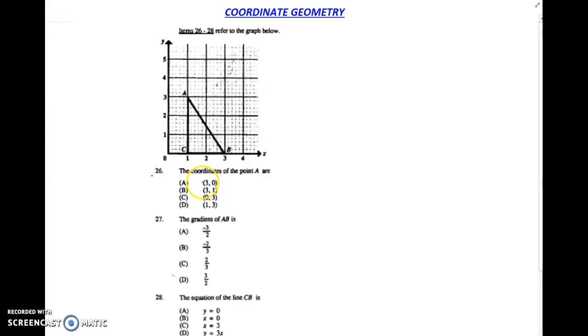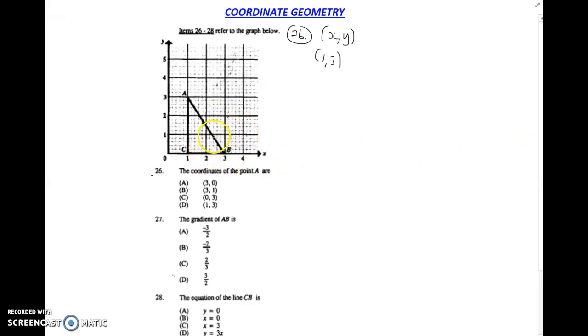The coordinates of the point A. Now remember, coordinates are the x, y values, right? So let's look at where A is. A is right here. What is the x value? If this is A right here, come down and find your x value, which is 1. And again, let's locate where A is and go across to meet the y-axis, and that's my y value, 3. So my coordinates is 1, 3, which is option D here.